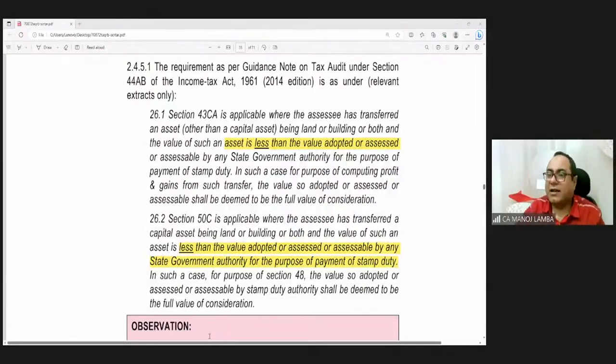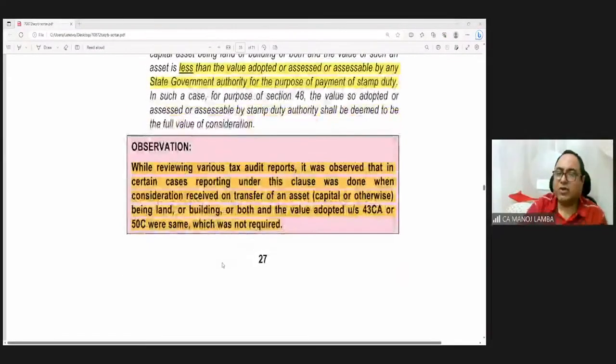But we are reporting everywhere. And the same is also the observation of Taxation Audit Quality Review. While reviewing various tax audit reports, it was observed that in certain cases, reporting under this clause was done when the consideration received on transfer of an asset, capital or otherwise, being land or building or both, and the value adopted under section 43CA or 50C are the same. The same is not required. It is required only where the asset is valued less than the value prescribed under section 43CA or 50C, as the case may be.